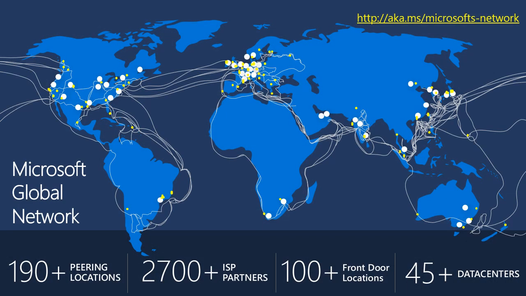What we see here is a conceptual illustration of the size of our network. So it's really a global network. We have peerings in more than 190 locations with more than 2,700 ISPs. So this network is very well connected. Not only that, we have 45 and more data centers. We also have more than 100 Azure Front Door locations. We'll talk about this in a second as well.